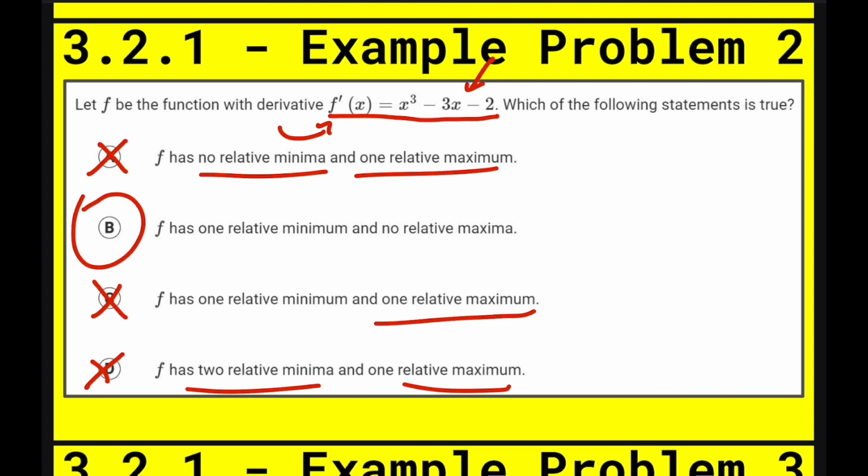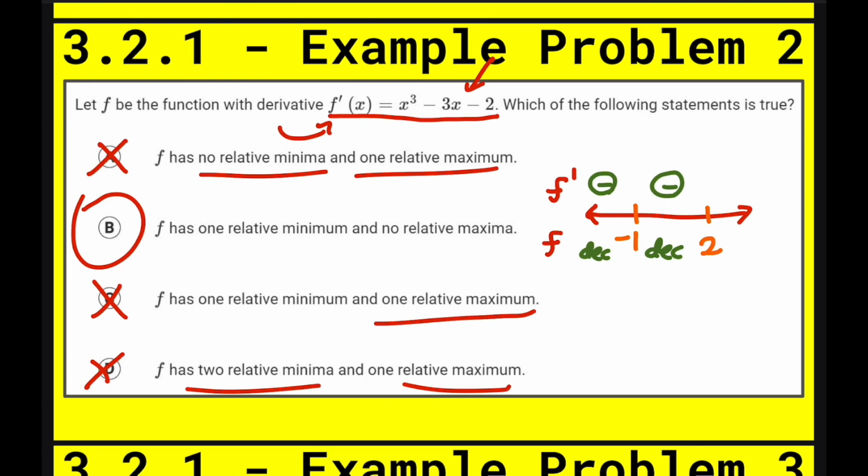Another way you can do this is to make a critical number line, just like we did before. In this case, it goes from negative infinity to positive infinity, and the derivative tells us what f is doing. We had two critical numbers on it: a critical number at -1 and a critical number at 2. That's where the derivative was 0. To the left of it, it was negative, so the function was decreasing. In between -1 and 2 was also negative, so it's still decreasing. Beyond 2, it was positive, so it's increasing.